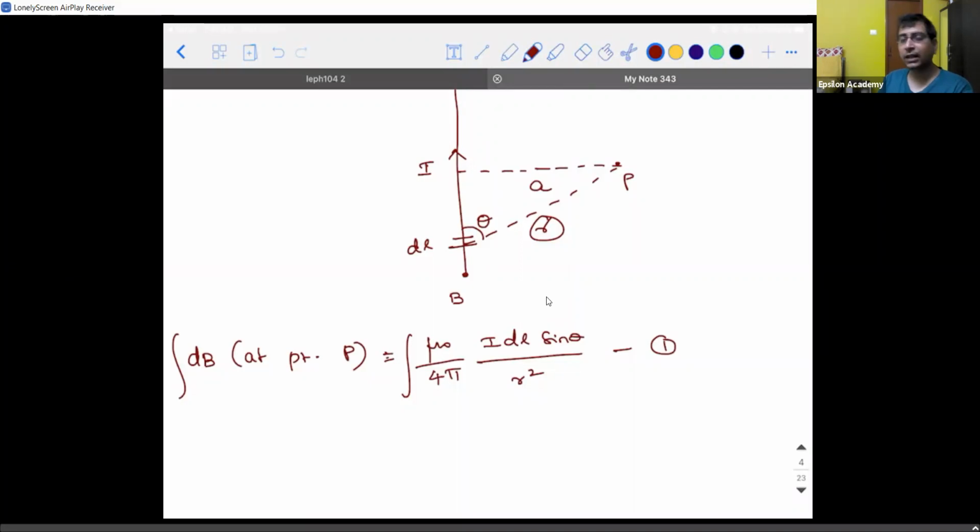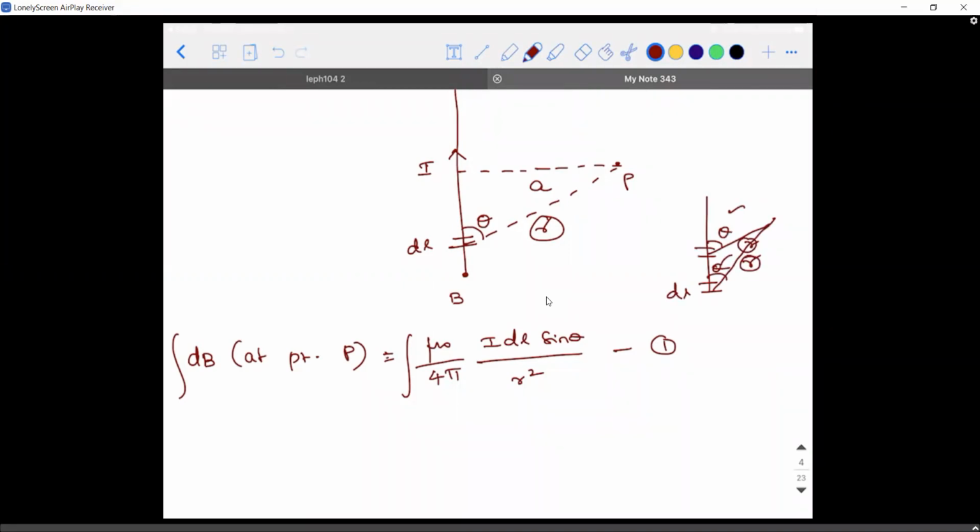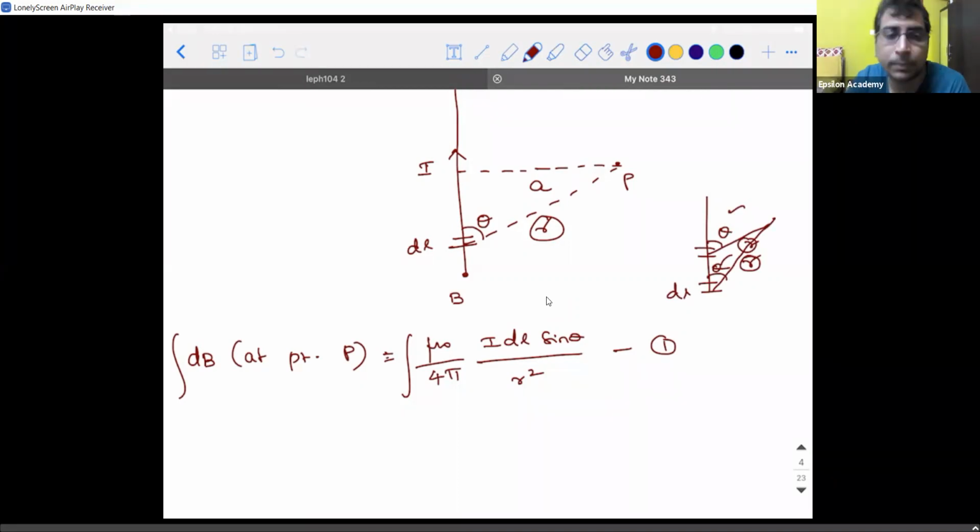Think and tell me, don't just tell it for my sake. It is not going to be the same, because if I take dL at the bottom, if the conductor is like this, I took dL here, so that I got this as R and this as theta. If I take dL here, then this will be R and this will be theta. This angle and this angle are not same. This R and this R are not same. Hence, R is a variable. So dV is dependent on 3 parameters. So it's a function of 3 variables.